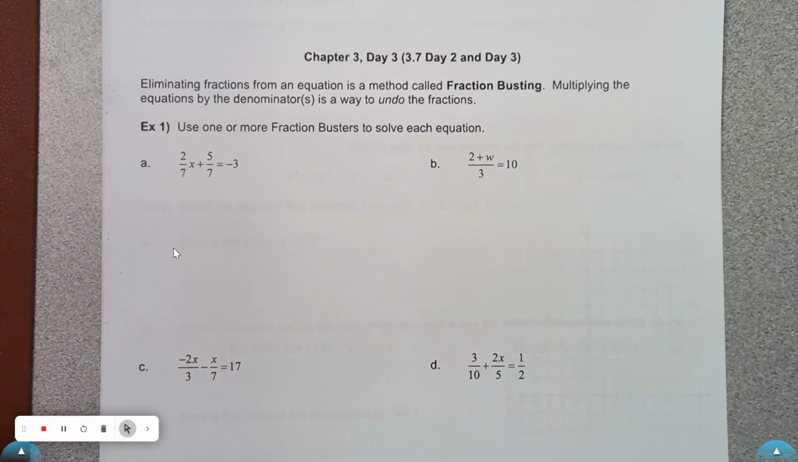Okay, so today we are on chapter 3, day 3. We're on the final 2 lessons of this chapter. We're first going to start off with a method called fraction busting. So basically what we're doing is when we see fractions in an equation when we're solving for x, we want to get rid of the fractions, and we do so by using this method.